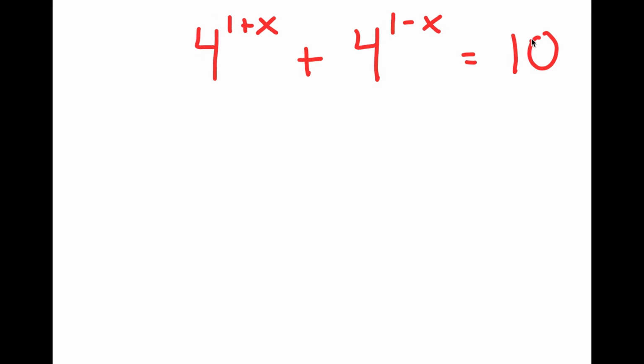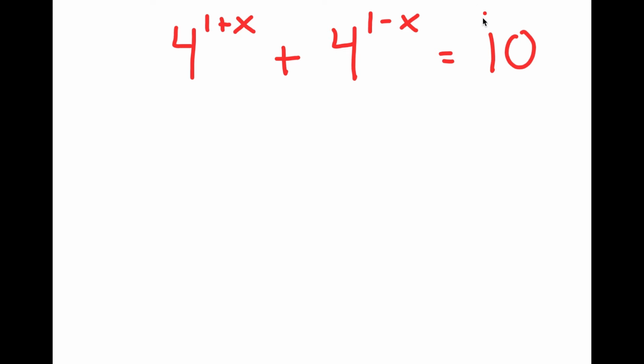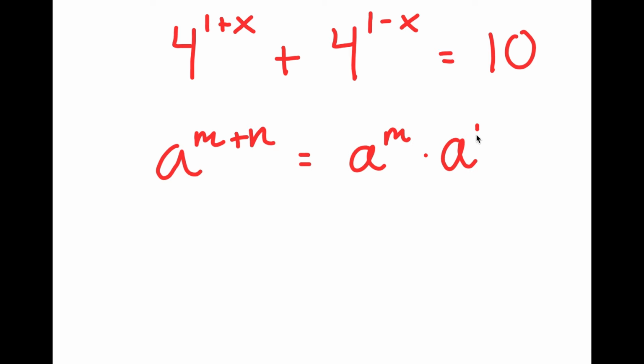Alright, so in this video, I'm going to be solving the equation 4 to the power of 1 plus x plus 4 to the power of 1 minus x is equal to 10. So to solve this, what I'm first going to use is the property that states that a to the power of m plus n is equal to a to the power of m times a to the power of n.